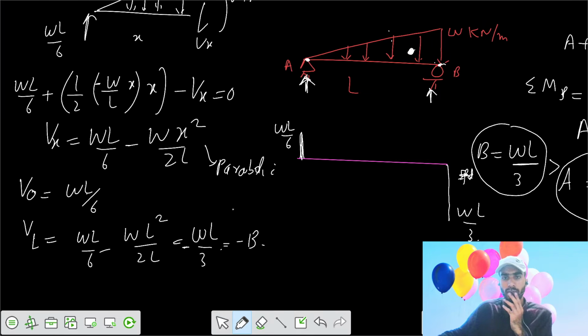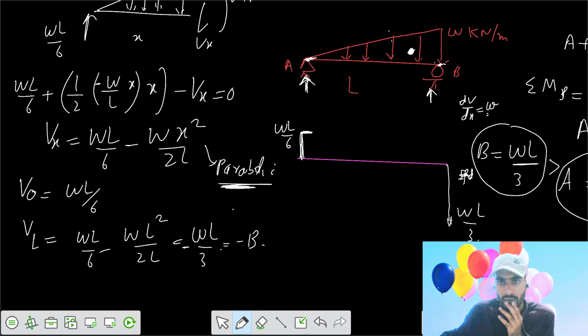Now we want to say what is the variation. We know that the variation is parabolic. So what is the slope here? Since the loading intensity here is 0, we know that dV by dx equals the loading intensity. Loading intensity is 0, that means the slope of the shear force diagram is 0. So your shear force diagram slope is 0.